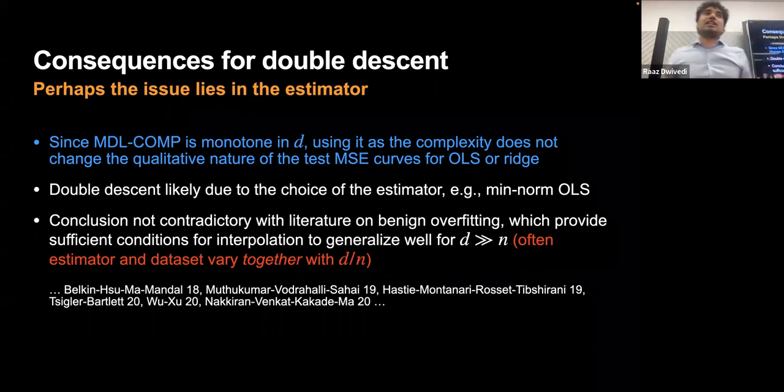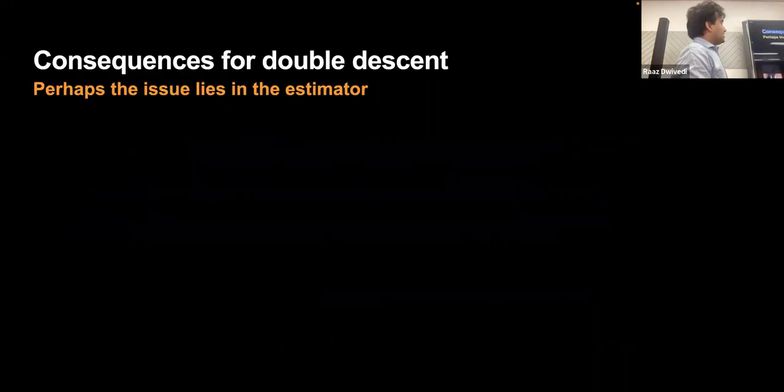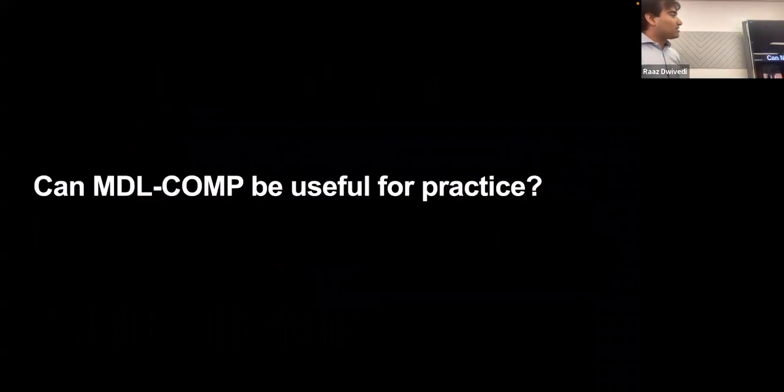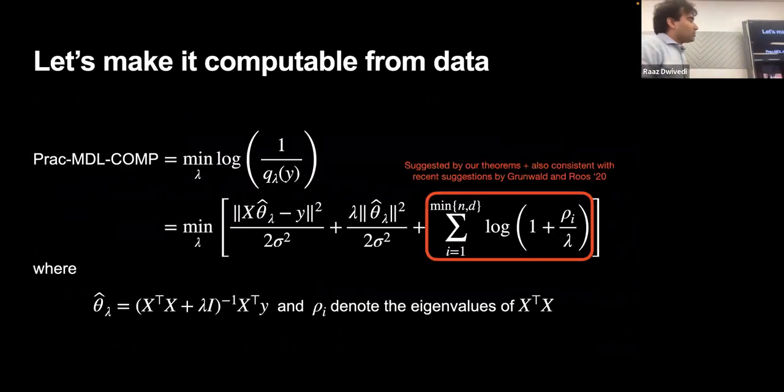So they found sufficient conditions for these estimators to work well, but they don't always work well, which is also well known. So that's the summary for double descent. And I can show, so we have these complexity notions. Now, can we use it for something that would be more interesting from a practice viewpoint rather than just deriving expressions?